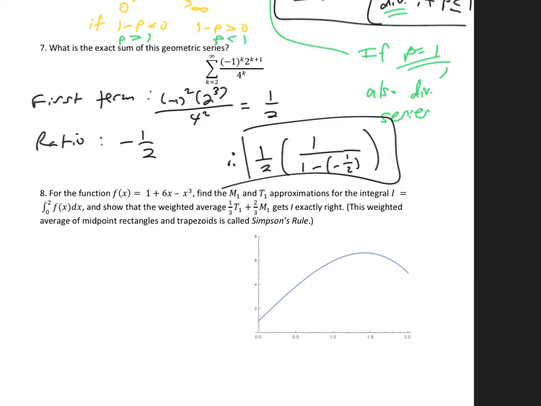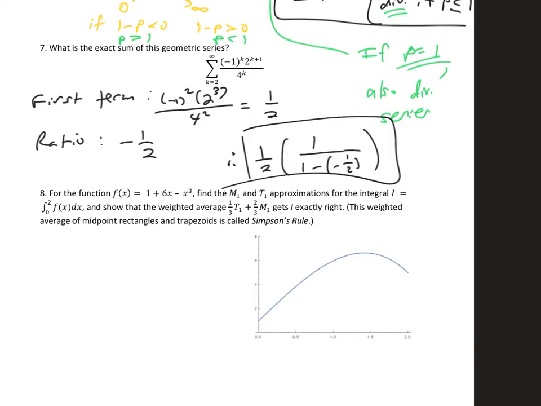And it even has a name. It's called Simpson's rule. So what this problem is asking you to do is just to do the midpoint and trapezoid estimates using just one subinterval in each case, and then forming the weighted average to see that it actually gets the answer exactly right. And that'll be true for any cubic polynomial. The weighted average of the two, of trapezoids and midpoints, gets the answer exactly right if you were to apply it to a cubic polynomial.